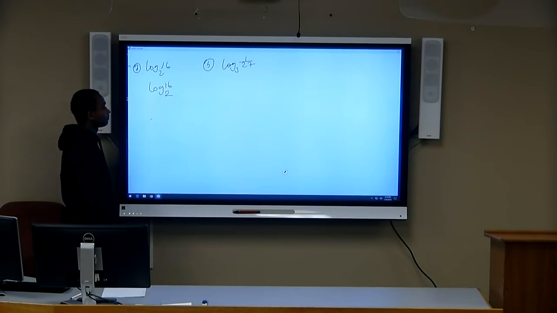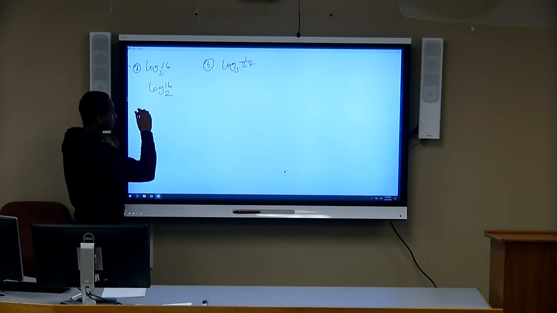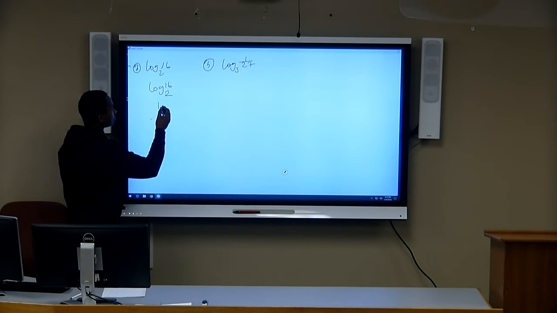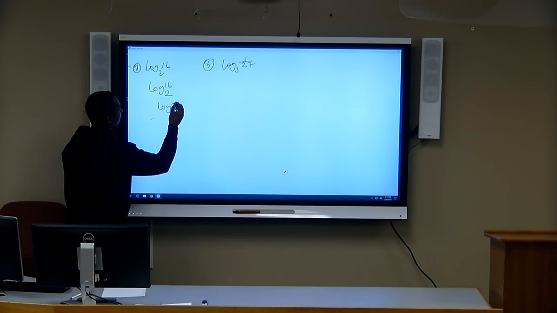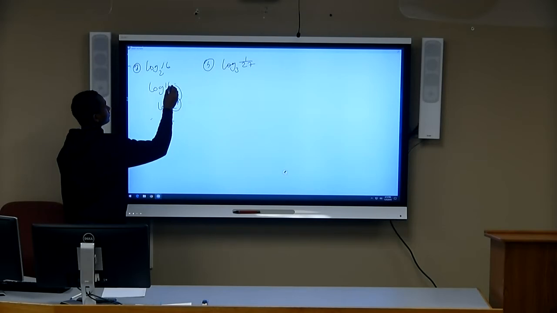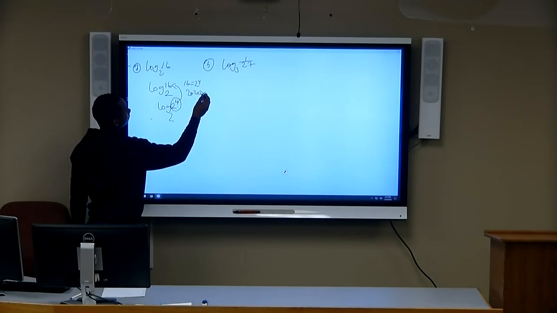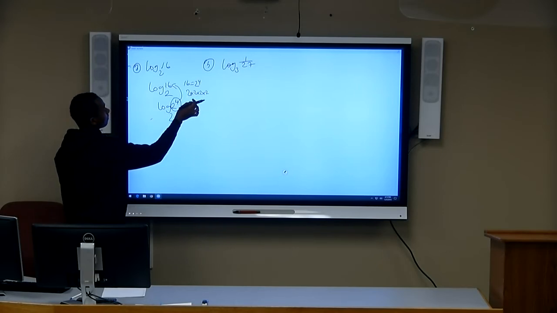So if you see, 2 raised to the power 4 is equal to 16, because 2 times 2 is 4, 4 times 2 is 8, 8 times 2 is 16. So log 2 to the 4 base 2. This 2 to the 4 is the same as 16. 16 is equal to 2 raised to the power 4. It means 2 times 2 times 2 times 2 is equal to 16. So we can write this in this form.